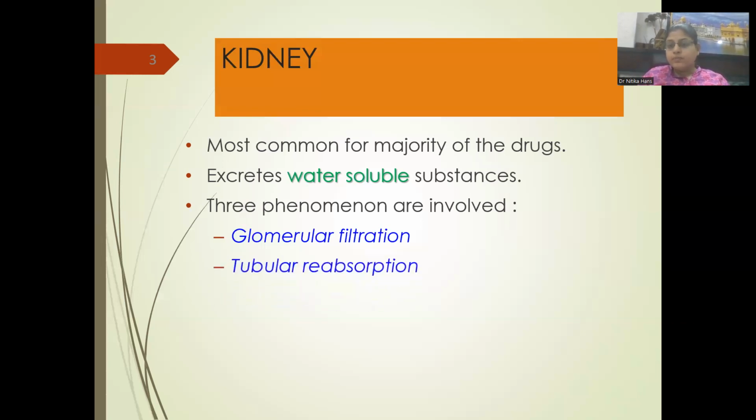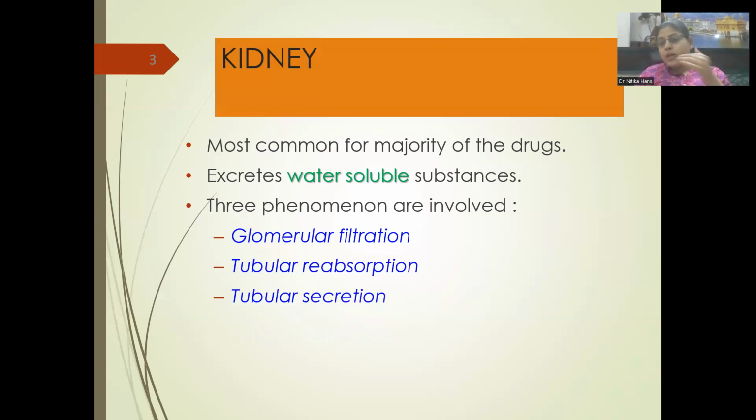Tubular reabsorption. This is how the drugs get reabsorbed from the tubules to the peritubular capillaries. Tubular reabsorption depends upon the lipid solubility and pH of the drug. Means if it is more lipid soluble, it will be more tubular reabsorbed.